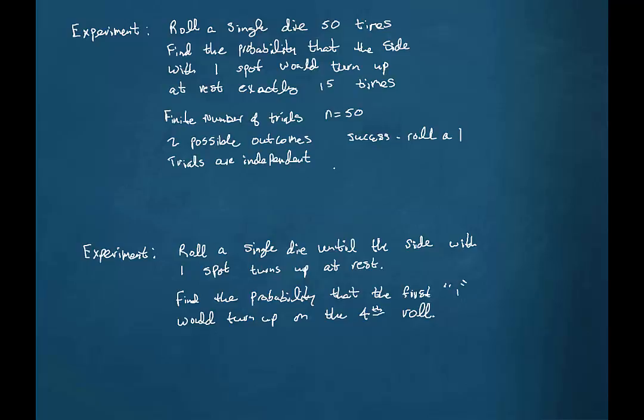The trials are independent. Once we roll the die and then pick it up and roll it again, the outcome of the first trial has no bearing on the outcome of the second. The probability of a success is consistent from trial to trial. And that probability we give the letter P. And in this case, P would be 1/6. There is a 1 out of 6 chance that we would roll a 1 on any given roll of a die. So this probability that we're looking for is the probability that X is equal to 15.